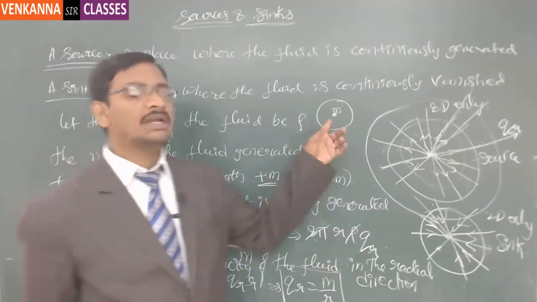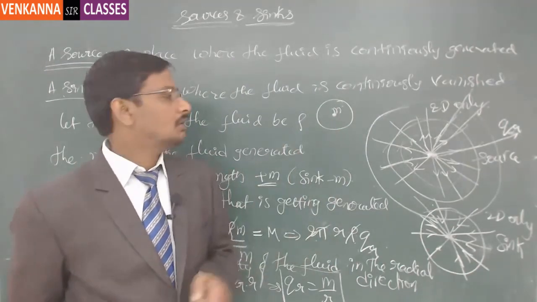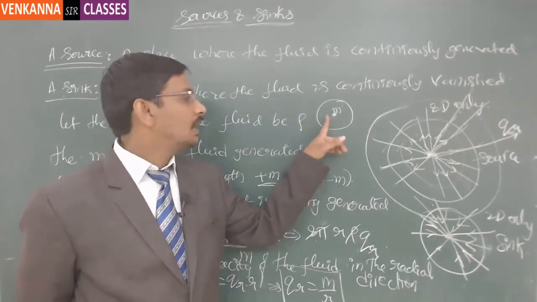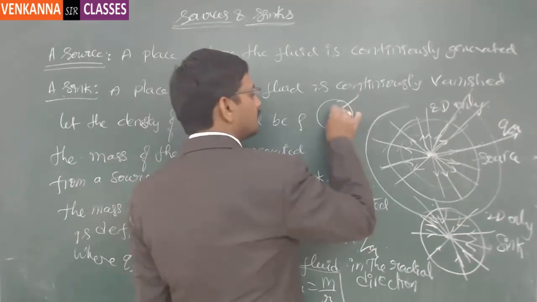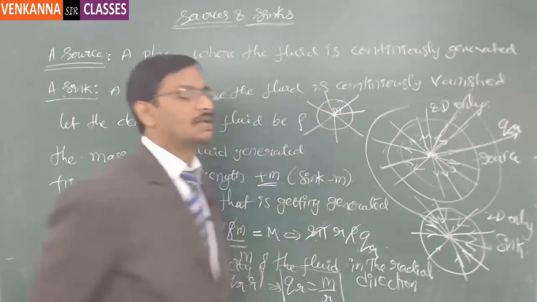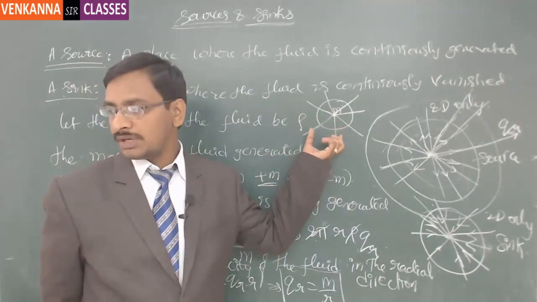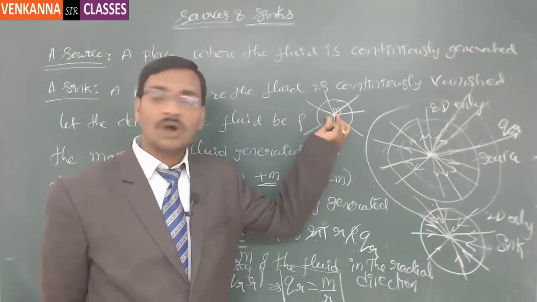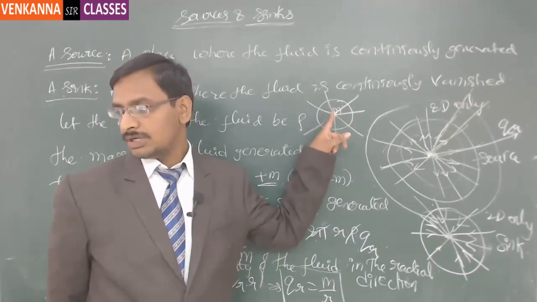Now how can I define the strength of the source? What I have done is I have taken a clock and tried counting the mass that is getting generated here. The same fluid is crossing this radius in all the directions, right? So in all the directions the fluid is crossing. How much volume this is crossing in 1 unit time is nothing but the amount of volume that is getting generated by this source. Correct or not? Understood, Rishi?